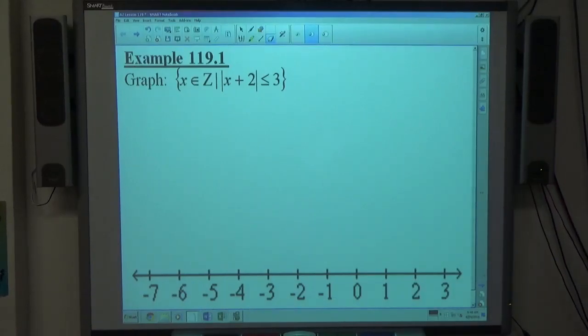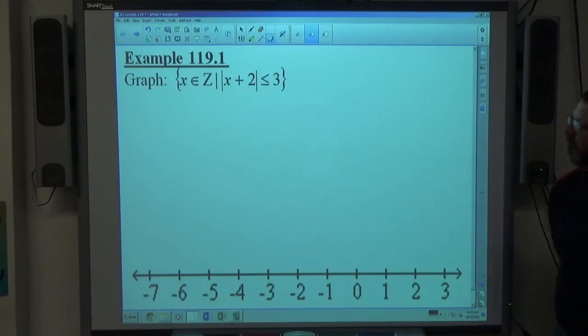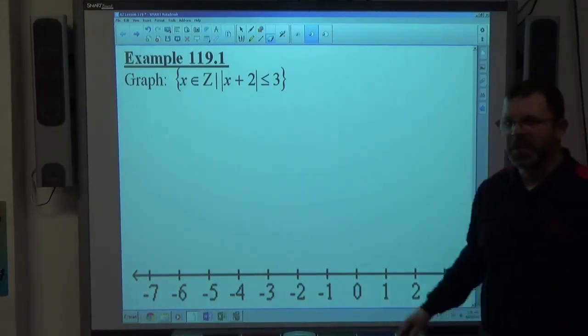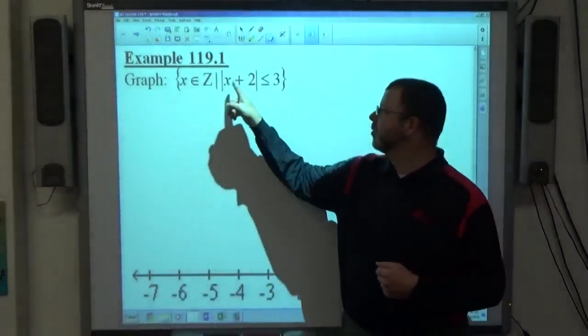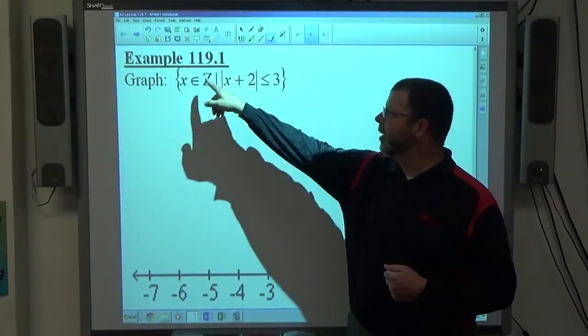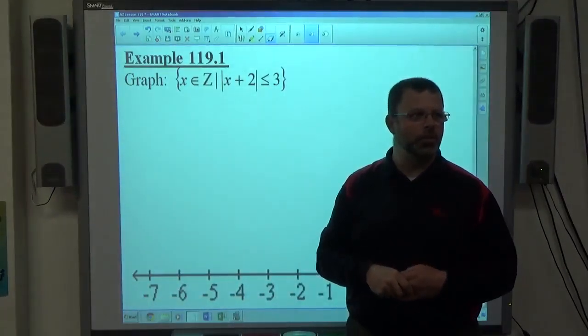Example 1, graph the set of all x elements of the set of integers such that the absolute value of x plus 2 is less than or equal to 3. All right, we've already done these problems before. It looked like this before. Graph the absolute value of x plus 2 less than or equal to 3. Domain equals x. Domain equals the set of integers.